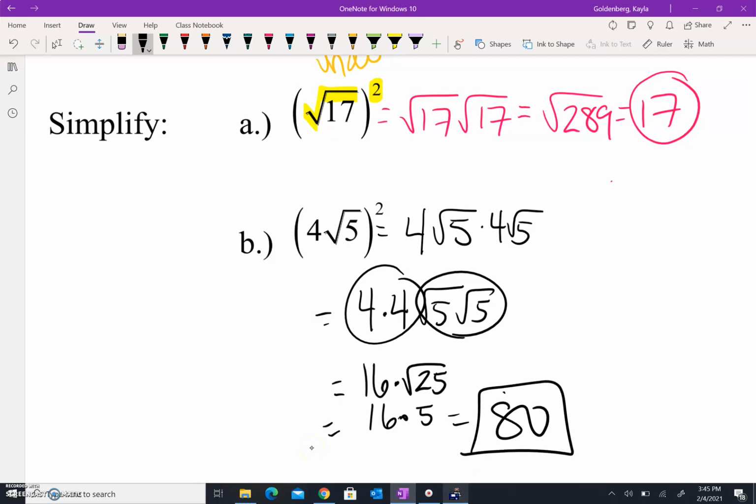We'll do some more practice like this in class on Wednesday. Okay, go ahead to video 2 where you're going to review the Pythagorean theorem.